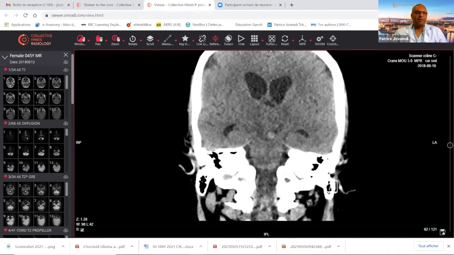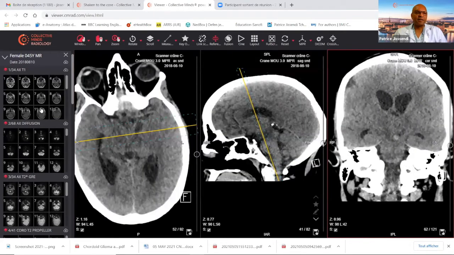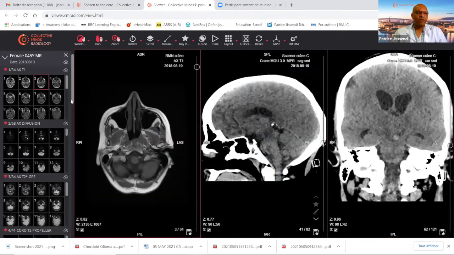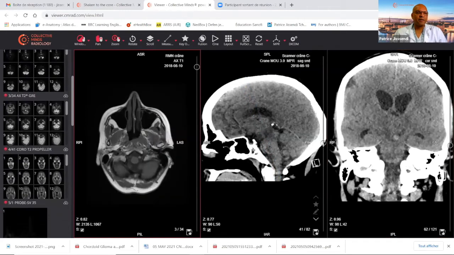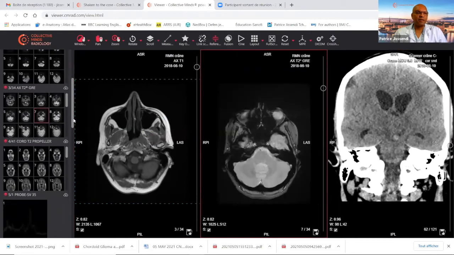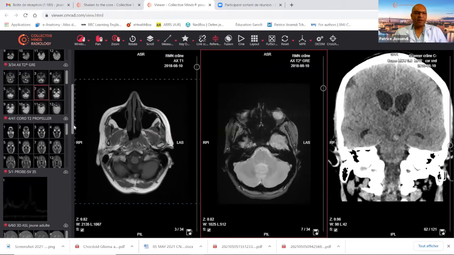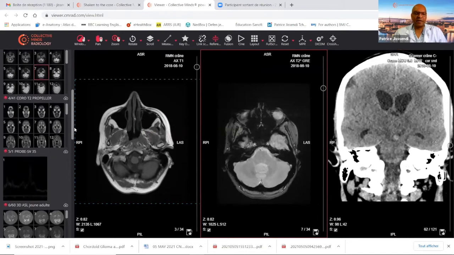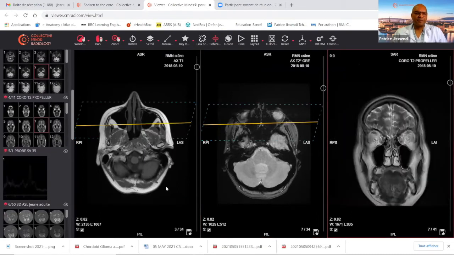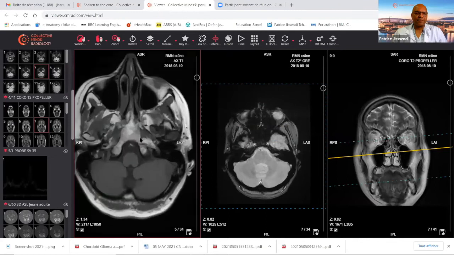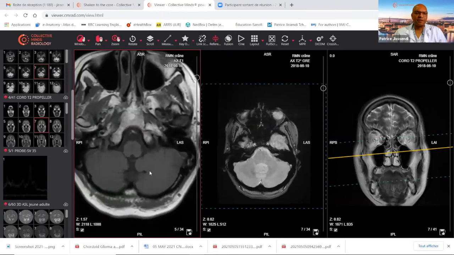And then we can start with axial T1. And we will put together axial T1 and T2 gradient echo to see what's going on in the area that was looking hyperdense on CT, and then coronal T2. Okay. What do we see here?